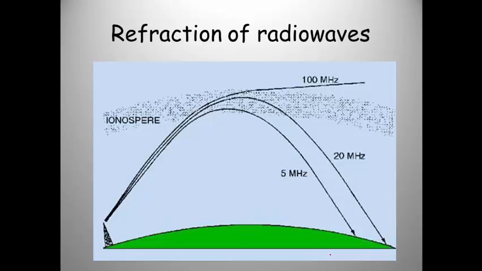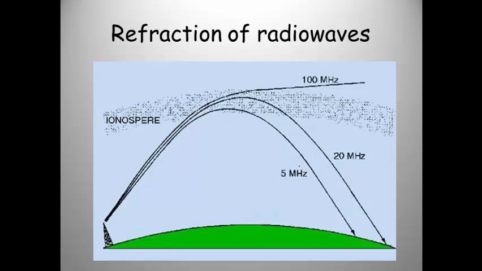Okay, now refraction of radio waves. You need to know that radio waves are refracted. Now you can see that when the frequency is very high, it shows very little refraction and the wave goes straight on. But you can see with the lower frequencies, it shows maximum refraction. Okay, right. So that was right.